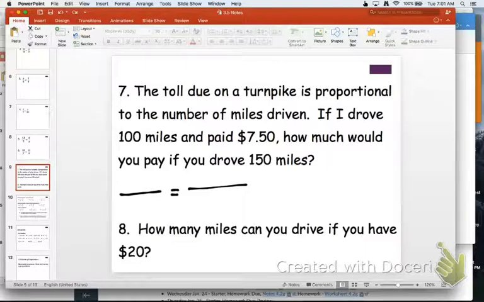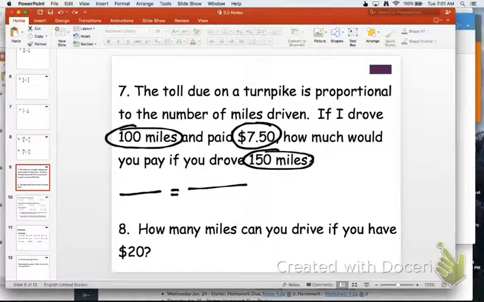So let's circle our numbers. I have 100 miles. I have $7.50, and 150 miles. Now, my question is, how much would you pay? So I know my final unit is going to be in dollars. Now, I'm going to box in some action words. And I know that my action word is proportional, so those fractions.